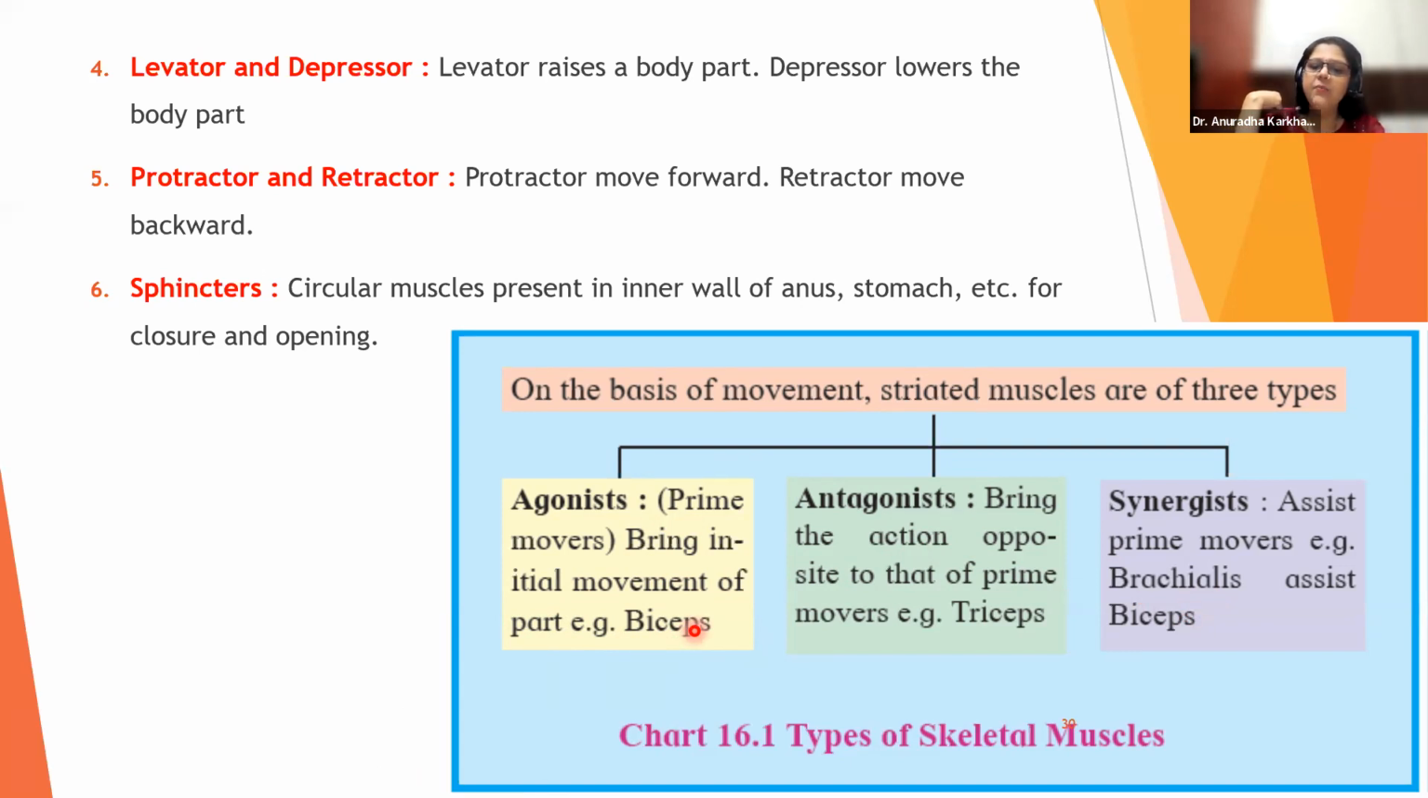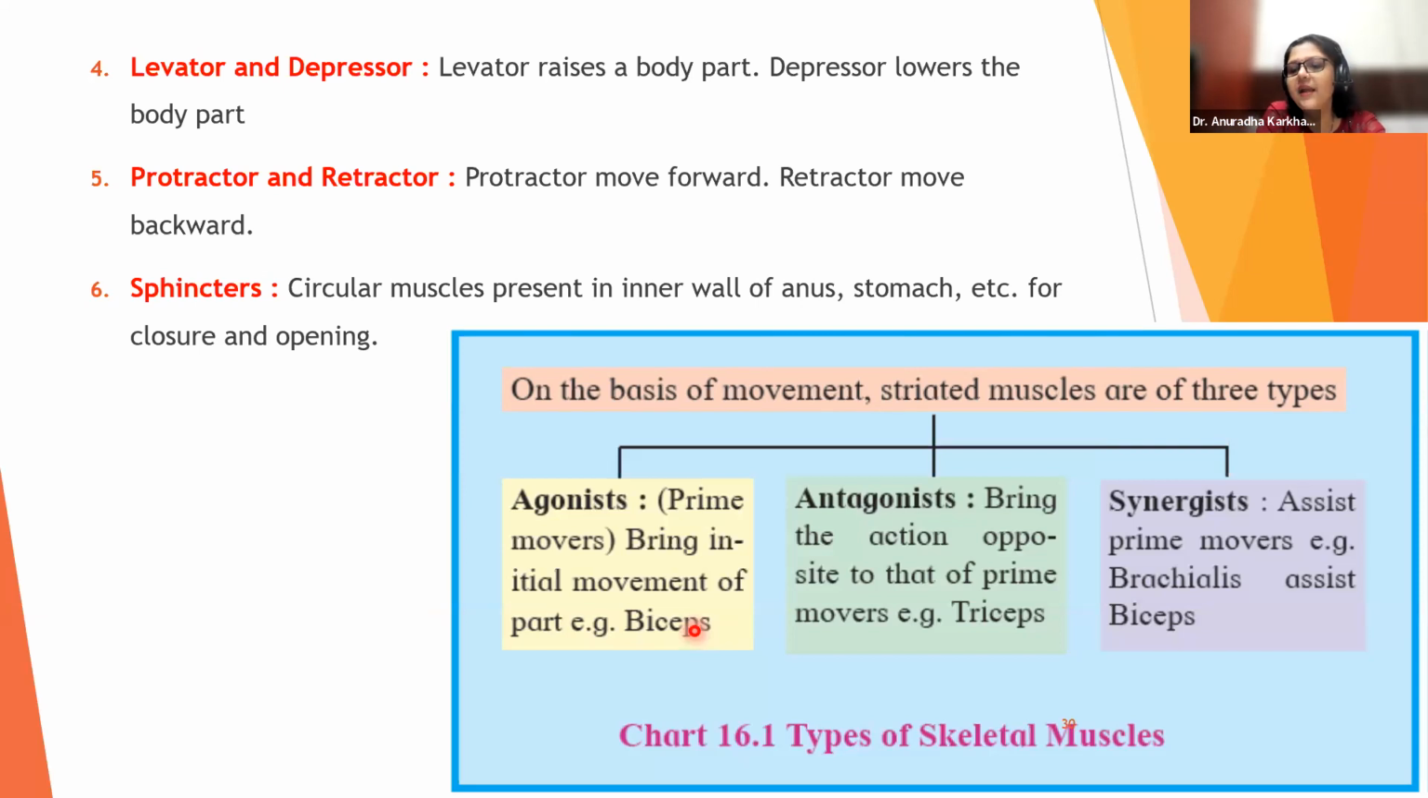Antagonistic bring the action opposite side of the prime movers. तो अगर ये मेरा prime mover bicep है, तो ये इसका antagonistic tricep है. Okay, got it. So even this अपना abductor and adductor. Abductor is the agonistic, adductor is the antagonistic. ठीक है. Synergistic assist prime movers. So these are not against each other.